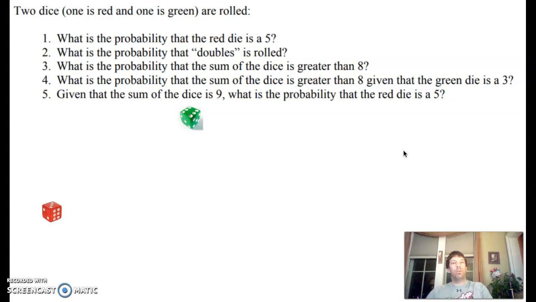We've got two dice. One is red, one is green. So I've got a red die, green die down here. We're rolling them. What's the probability that the red die is a 5?